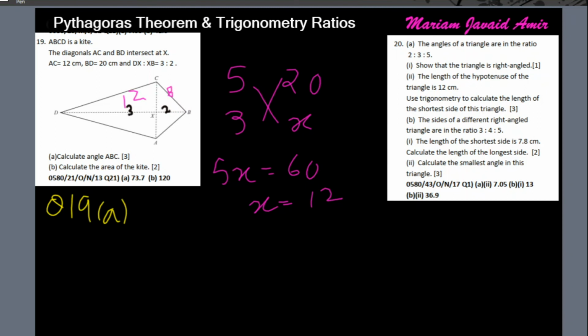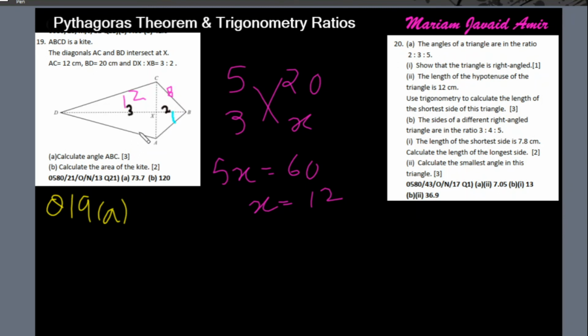Alright, part A is calculate angle ABC. So A to B to C, we need this whole angle, ABC. I may split it into two equal halves, find one of these angles, and the other angle will be two times this angle. So I'm finding one angle in blue, and then I'll double it.